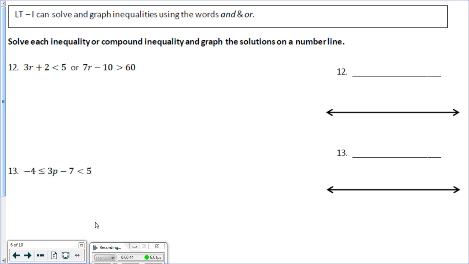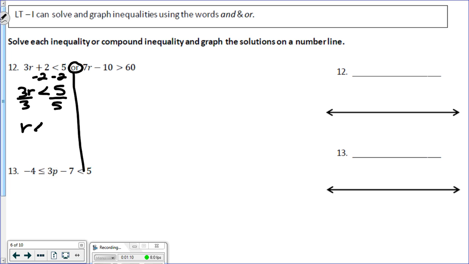So with an or statement, we are going to solve the two inequalities separately. So I circle my or statement and I draw my line. So I'm going to start by trying to isolate the variable. So I'm going to subtract 2 from both sides. That gives me 3r is less than 5. R is still being multiplied by 3, so I'm going to divide by 3 and divide by 5. So I get r is less than 1. And I still have my or. So I'm going to write or back down.